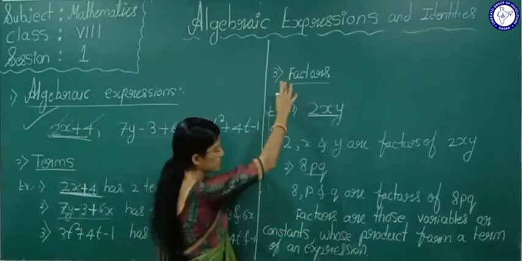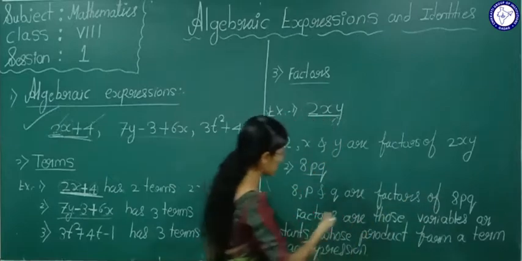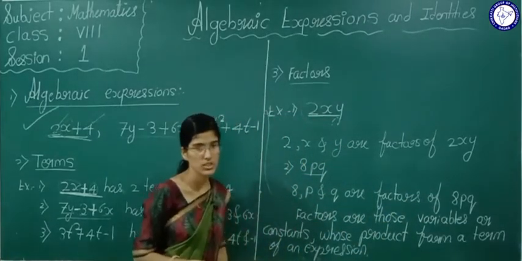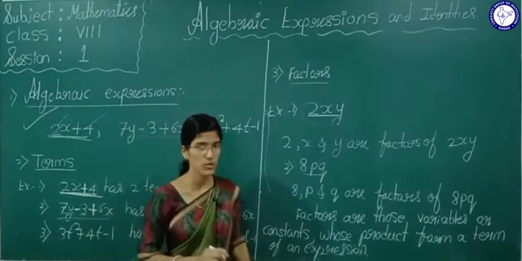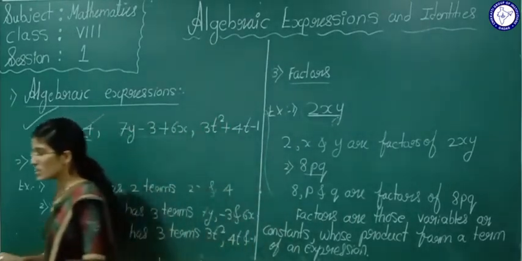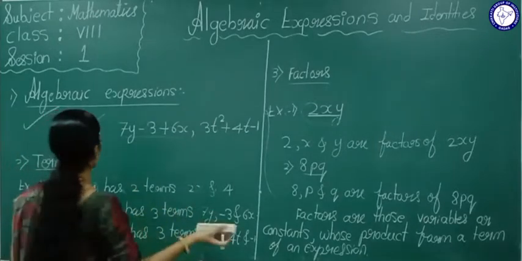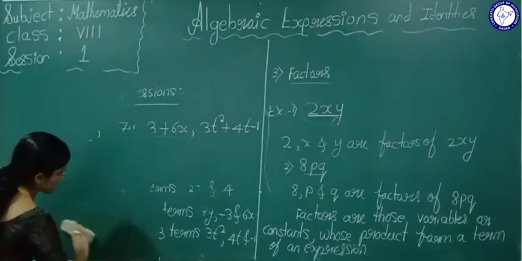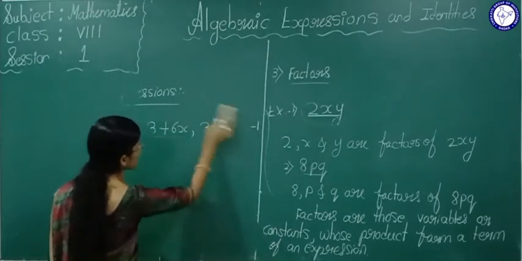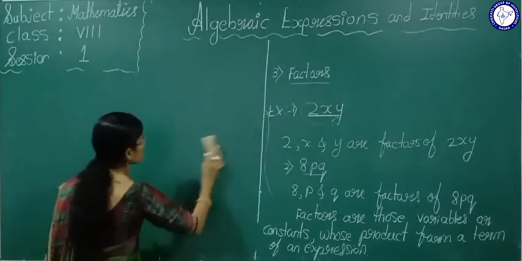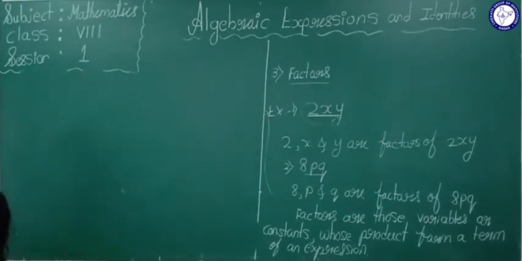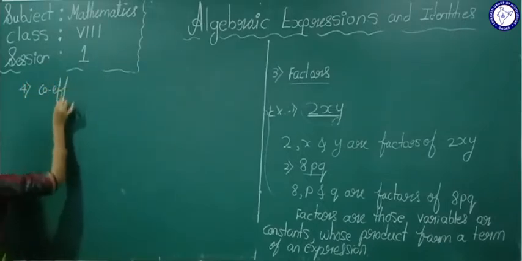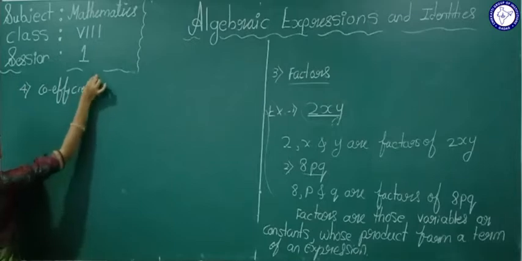So what are the factors? Factors are those variables or constants whose product forms a term of an expression. Is it understood? You have to remember this definition. So next we will see one more definition, that is coefficients. You have heard about coefficients? The next definition we will see is coefficients.